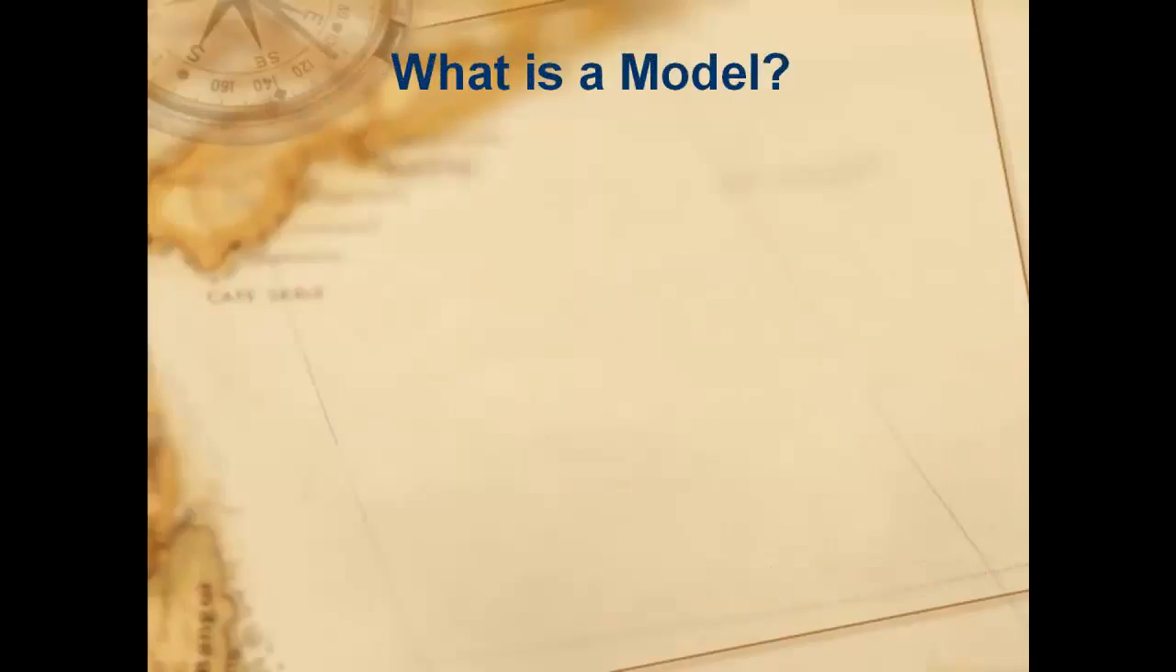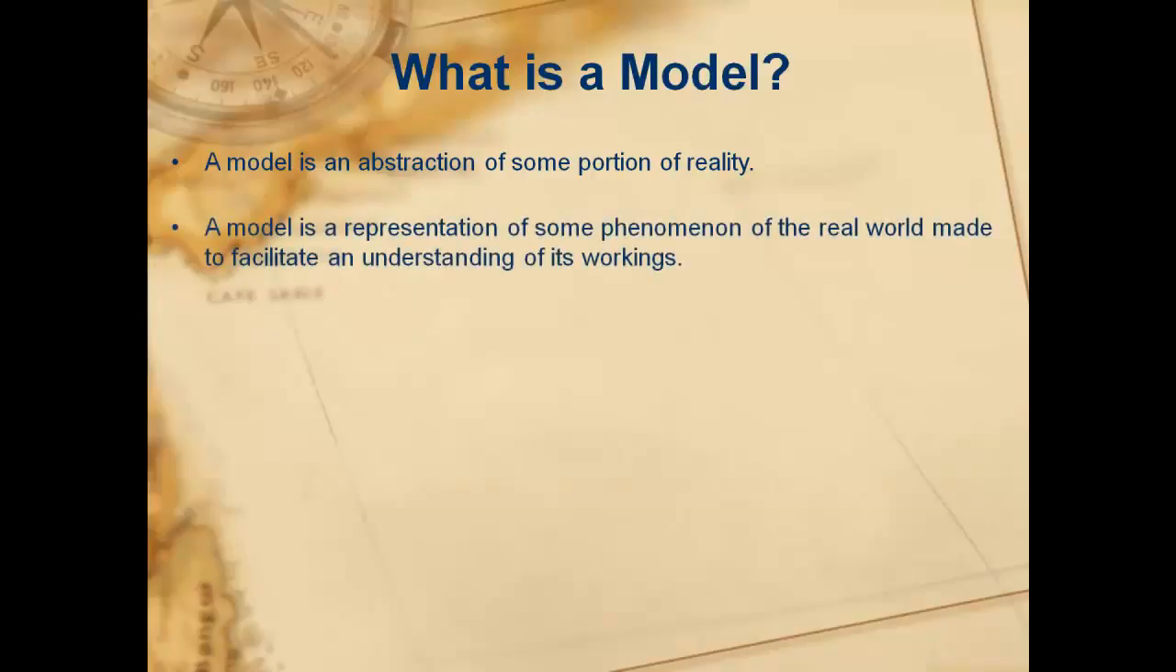Okay, back to what's a model. A model is an abstraction of some piece of reality. Okay, that's okay. You understand what abstraction is, and that kind of works. It's a piece of reality. But I don't really like that definition very well. What about this definition? A representation of some phenomenon of the real world made to facilitate an understanding of its workings. Oh my gosh, look at the number of words there. That's either somebody who's getting paid by the word or maybe it's an academic. But I don't like that one either, because how the heck am I going to remember that?